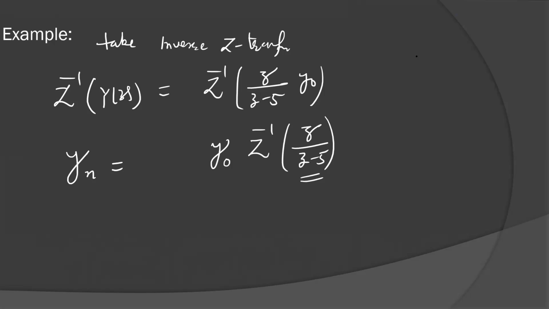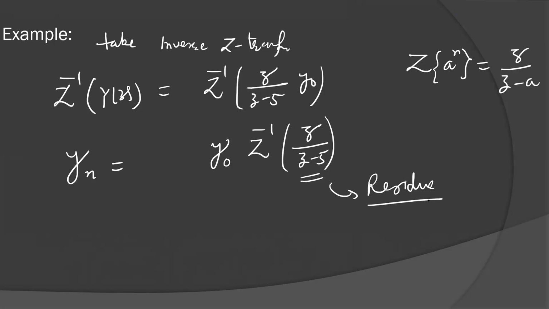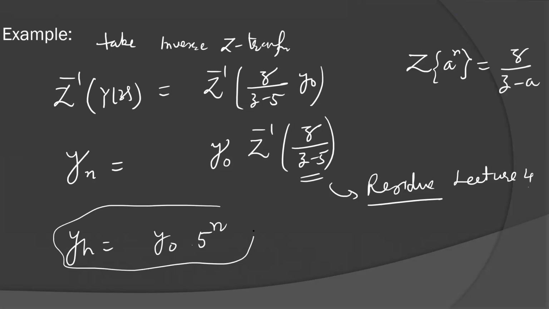Remember, the Z transformation of a to the power n is z over z minus a. Or you can use the residue method here. The best method to find the inverse Z transformation is the residue method. See lecture 4 for this method. So y n will be y0 into 5 to the power n. This is the solution of this difference equation. In many cases, y0 can be given as 2, 3, 4, 5, so no problem here.